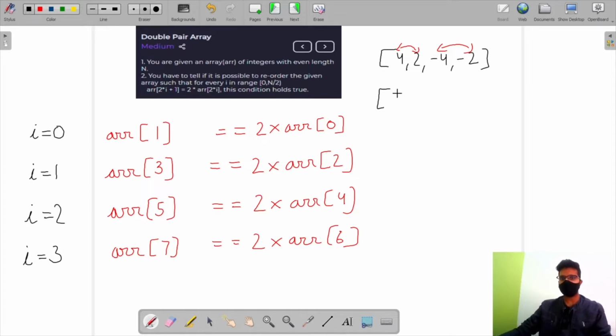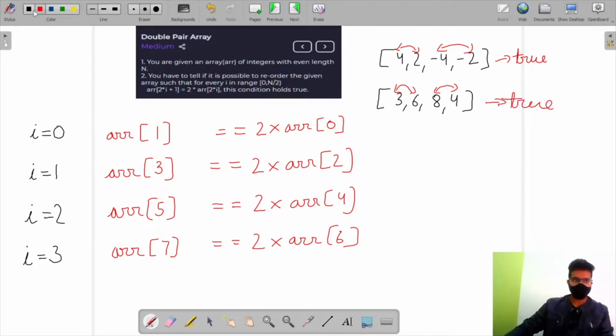Okay. So let's say we got 3, 6, 3, 6, 8, 4. Here also 3 and 6 make a pair as 6 is double of 3. Right. Here also they make a pair. Why is that? Because 8 is double of 4, right? 2 into 4. That's basically the condition. So if the condition is true, we simply return true.